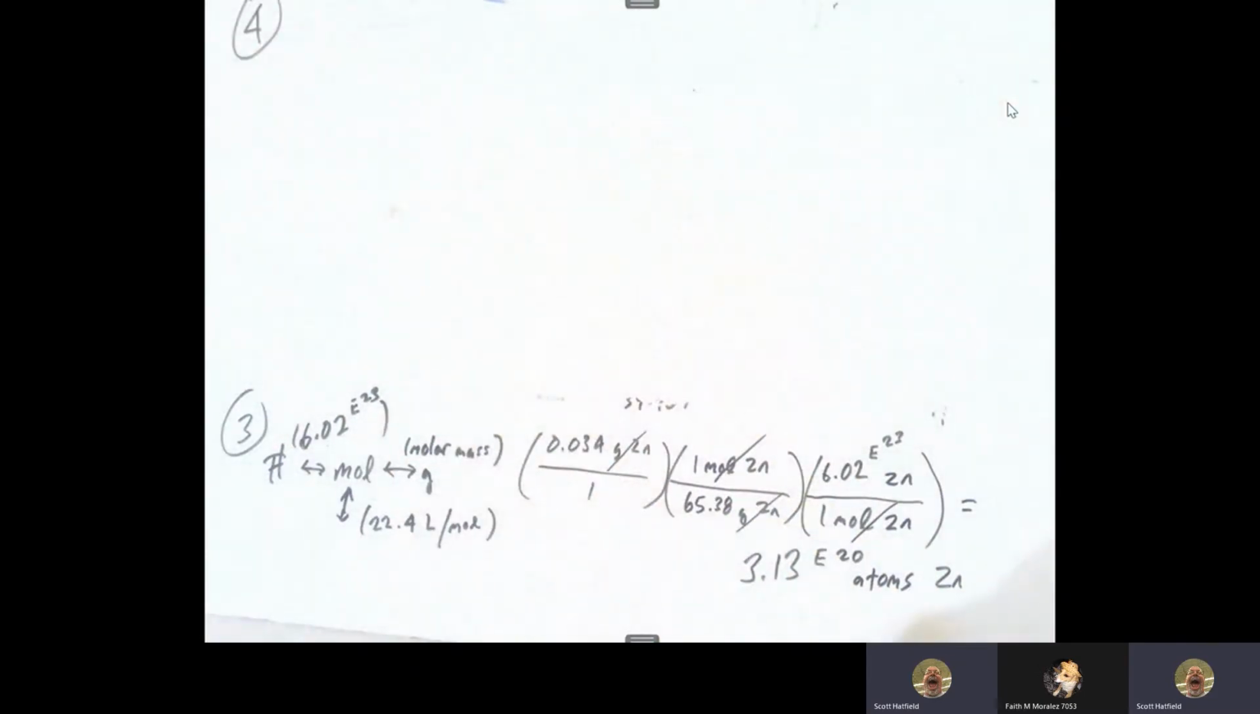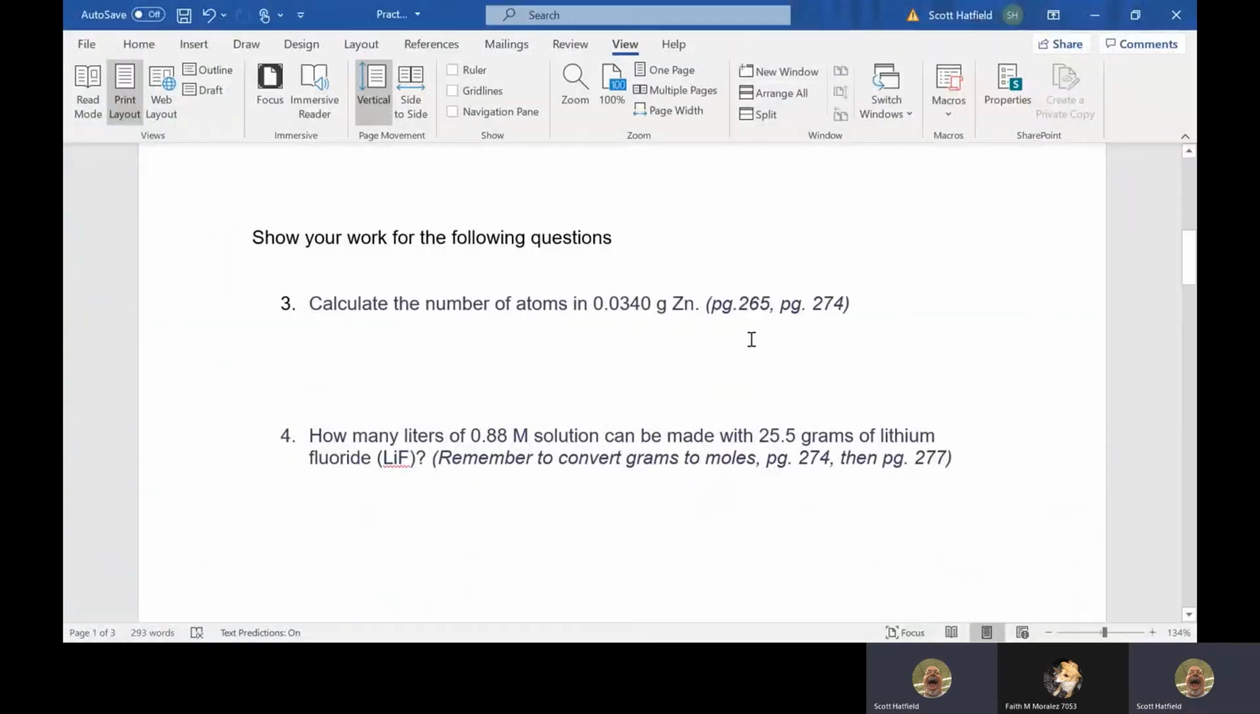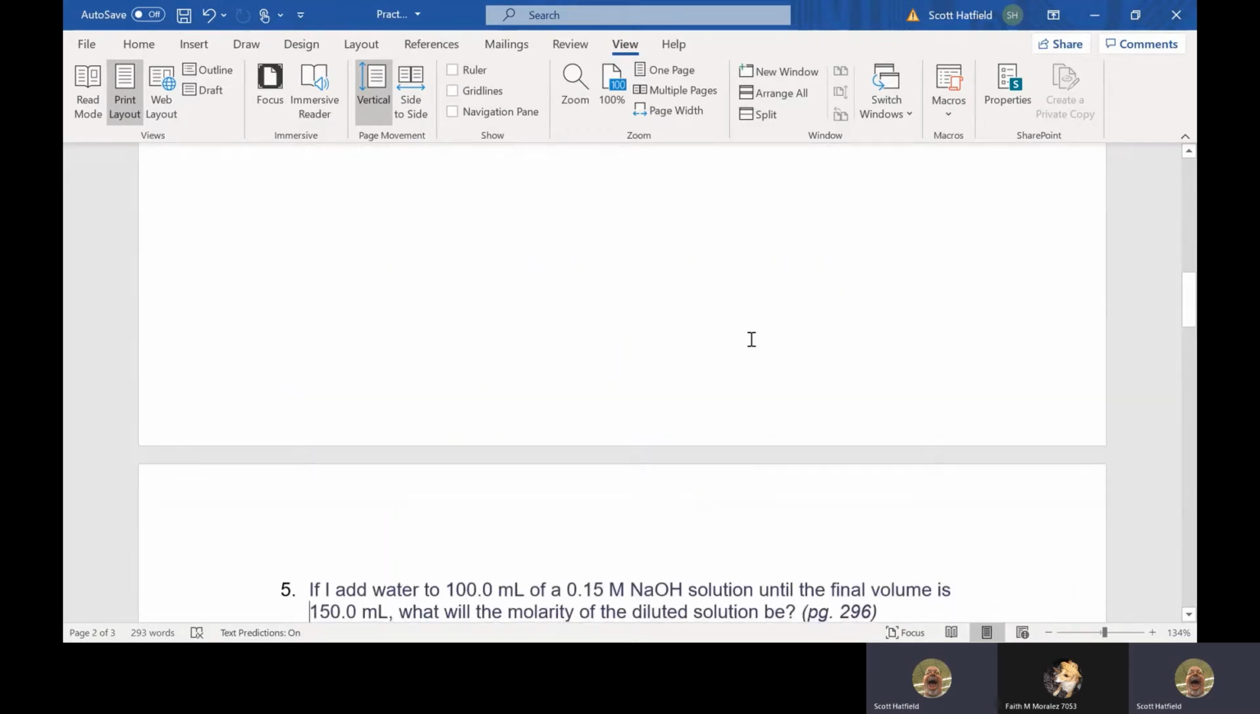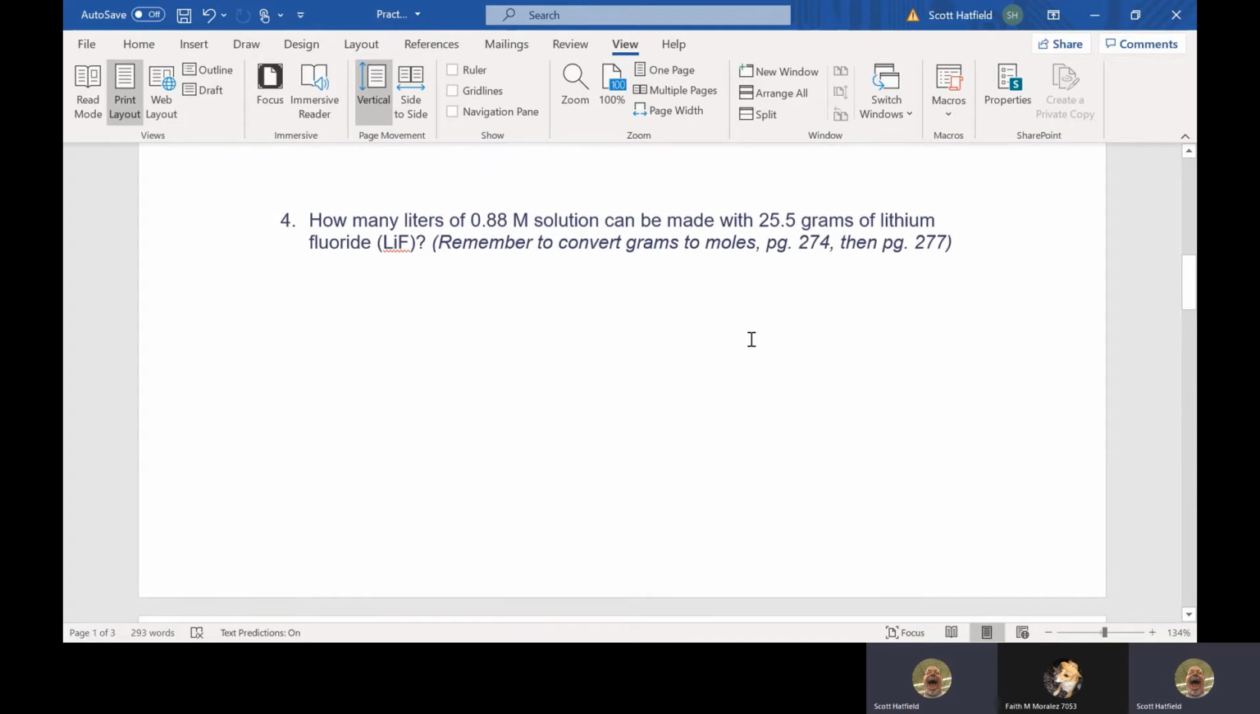All right, moving now to problem 4. How many liters of 0.88 molarity solution can be made from 25.5 grams of lithium fluoride? It says, remember to convert grams to moles on page 274, then go to page 277. So what is given here first is the 25.5 grams of lithium fluoride.